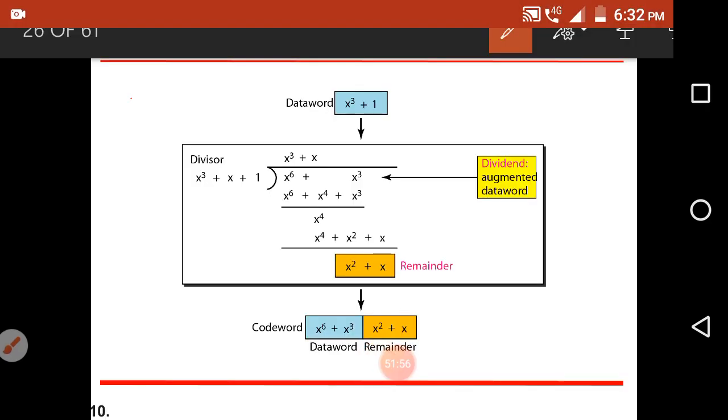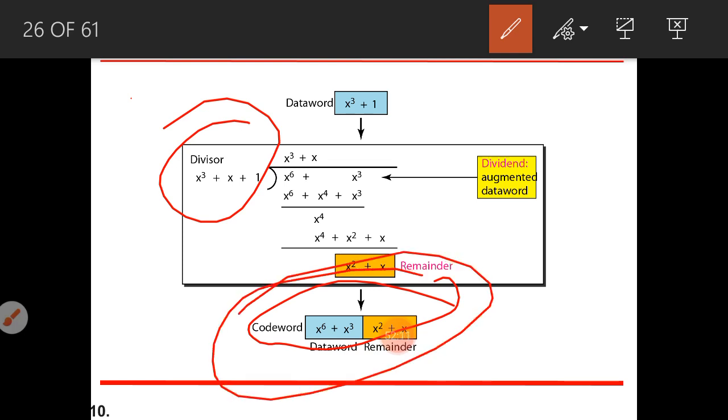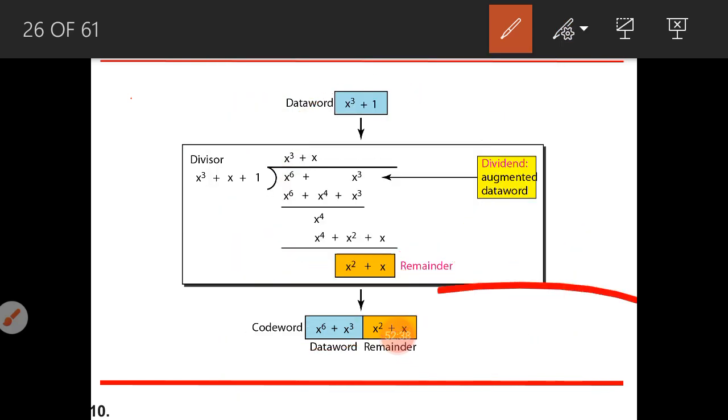At the decoder side, we need to take this as a data word, and we need to divide this data word by using the same divisor. That is x raised to 6 plus x raised to 3 plus x square plus x. This we have to use as the dividend on the decoder side, and this we use as the divisor. We have to perform the same division operation. If we get the value 0, then we accept the data word. If we get a non-zero value, then we have to discard that data word. So this is how we perform the division operation with polynomials.